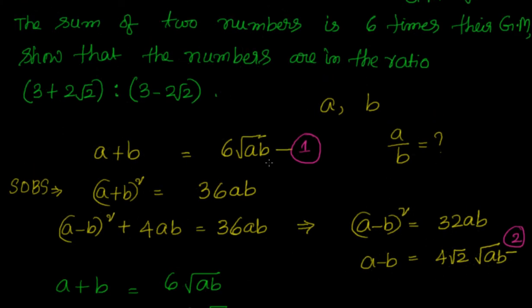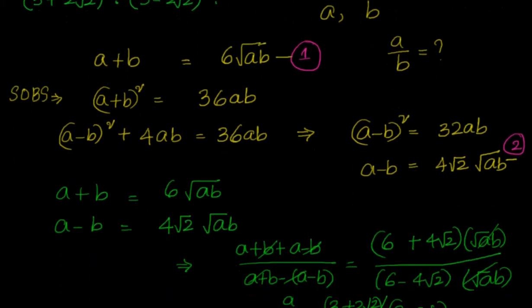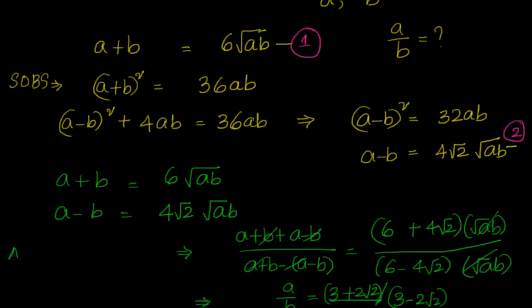We have been given the sum of two numbers is 6 times the geometric mean. We know a plus b. We try to find out what is a minus b. Then we apply componendo and dividendo. You will have a plus b plus a minus b, and a plus b minus a minus b, equal to nothing but whatever you need.